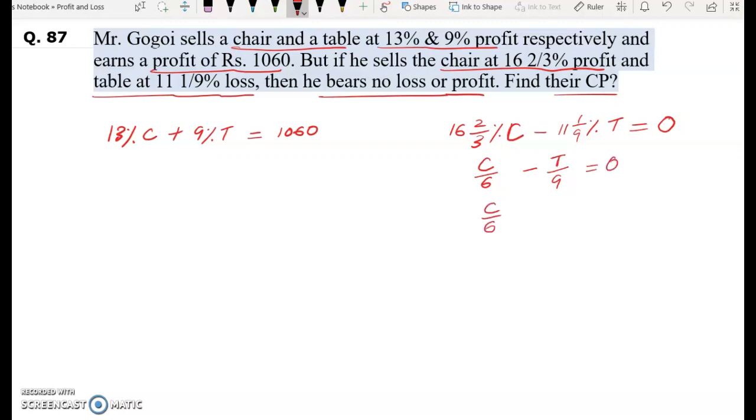Now C by 6 is equal to, if we take this to the right hand side, this will be T by 9. Now this we can cancel out. 3 into 2 is 6. 3 into 3 is 9. So C by T is equal to 2 by 3. So the ratio of the price of chair and table is 2 by 3. Let's say the price of the chair is 2x and the price of the table is 3x.